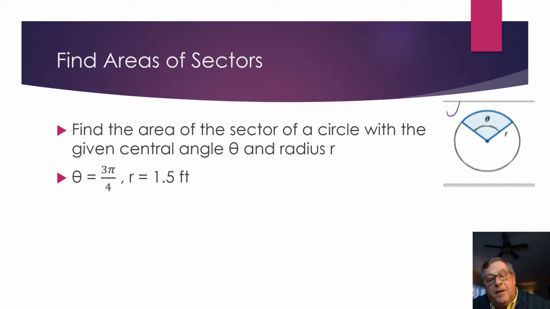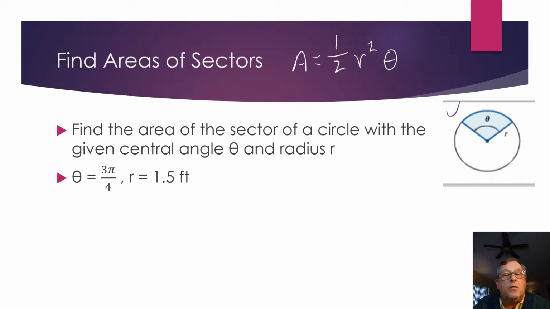But in order to find the area of a sector, we can define it this way: 1/2 times the radius squared times theta. And theta, since we're talking about circles, needs to be in radians, not degrees. So here we're asked to find the area of a sector with a given central angle of theta and a radius r. And we're told in this problem that theta is equal to 3 pi over 4.